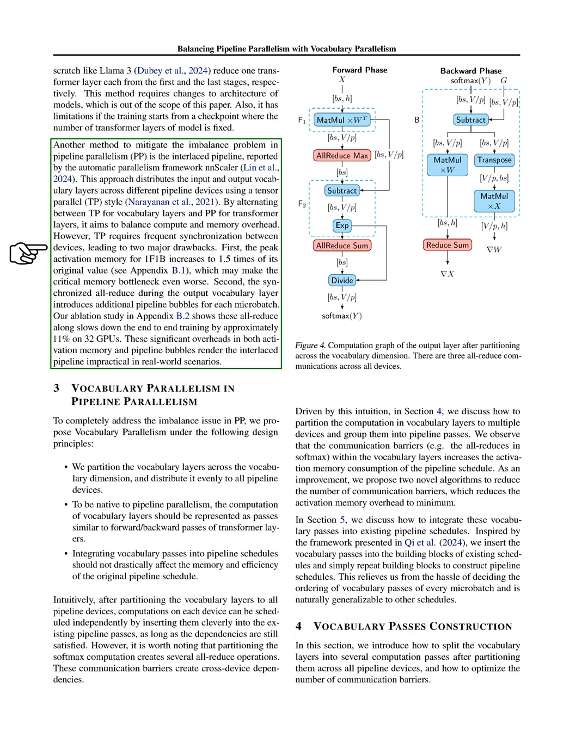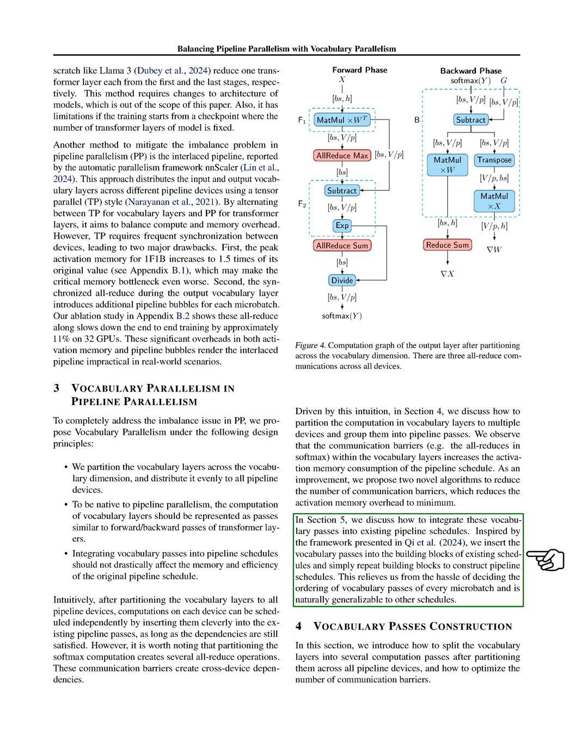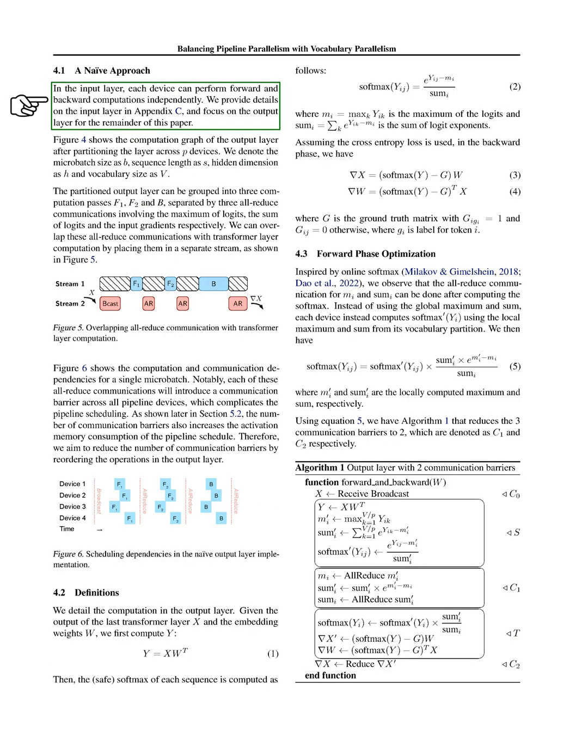Section: Vocabulary Parallelism in Pipeline Parallelism. In this section, we address how to divide the vocabulary layers into several computation passes after distributing them across all pipeline devices, while also optimizing the number of communication barriers. We start with a basic approach. In the input layer, each device can independently carry out forward and backward computations. We will focus on the output layer for the rest of this paper.